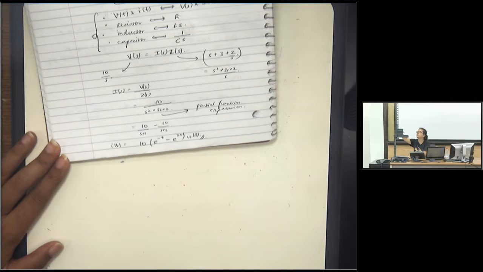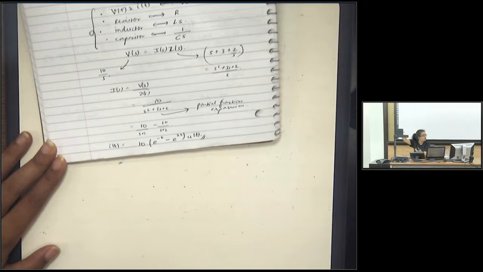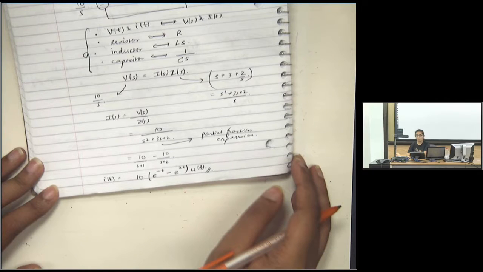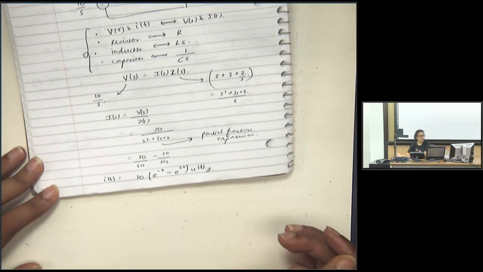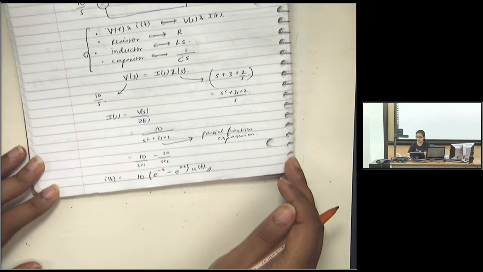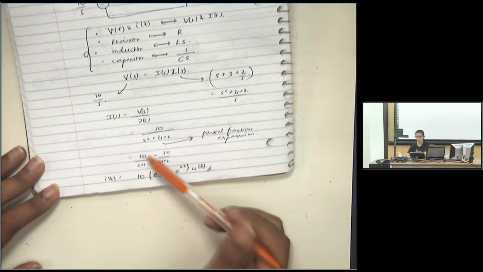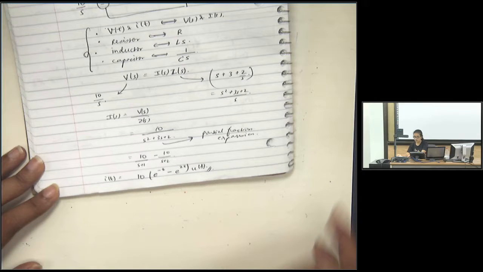Let me zoom in. Okay, any questions on this? Standard form. So whenever you have a circuit given to you, first step is to convert it to S domain and then solve in S domain. All right, shall I move on?